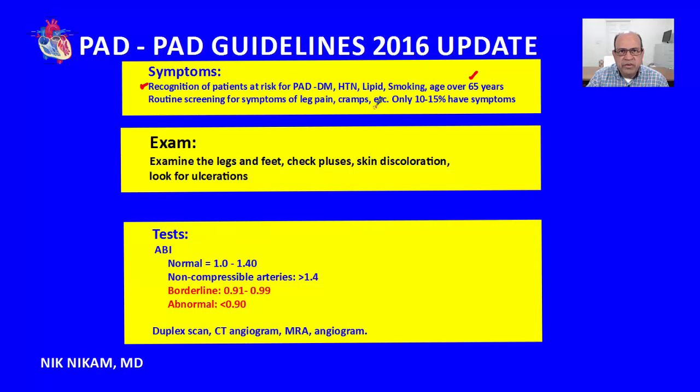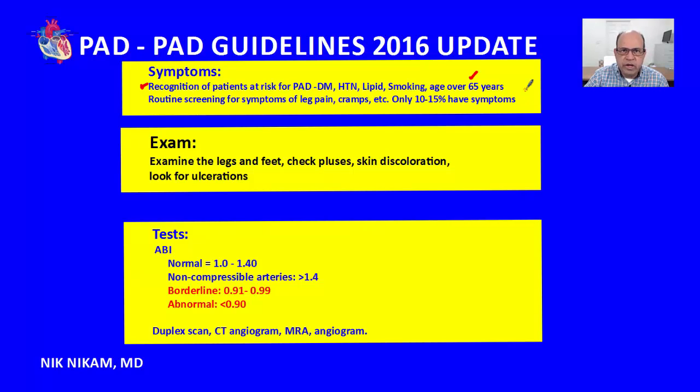It is very important to understand that only 10 to 15% of the patients with significant peripheral arterial disease have symptoms. By the time they get symptoms, the disease may be far advanced than what we think it may be. Hence, it is very important to do screening tests on all these patients who are at high risk for developing peripheral arterial disease. Even those patients with history of coronary artery disease or carotid artery disease, they all need to be screened for peripheral arterial disease.